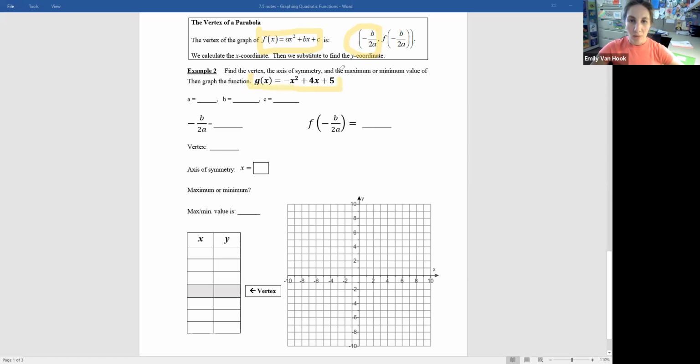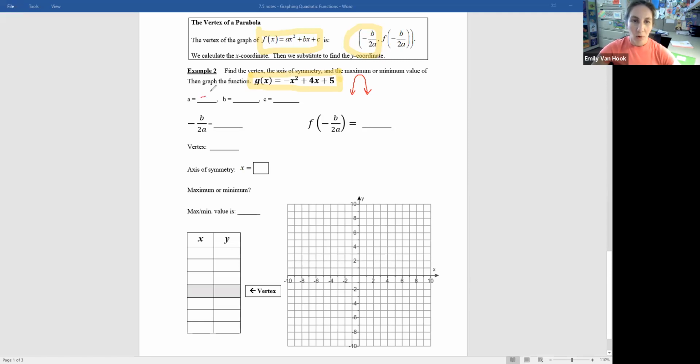So for this function, g of x equals negative x squared plus 4x plus 5, I can see the negative, so I at least know the graph is sort of upside down, but I can't really tell the shifting horizontally or vertically. It's not in that nice form with parentheses that we saw before. So I don't know the vertex. We're going to have to figure it out. So let's identify a, b, and c.